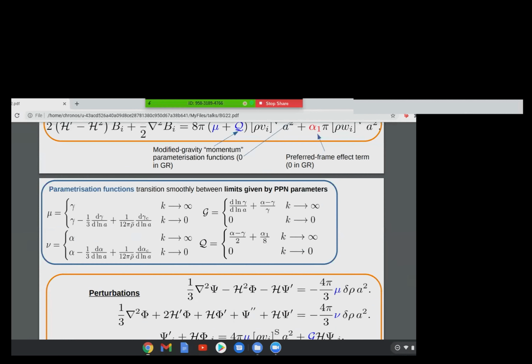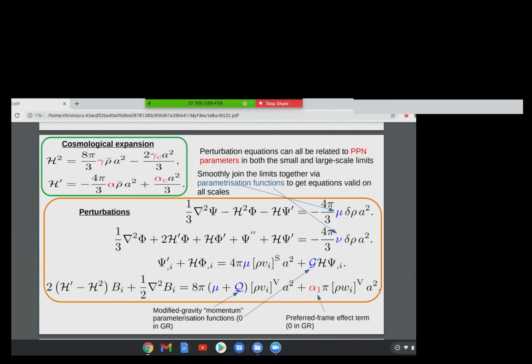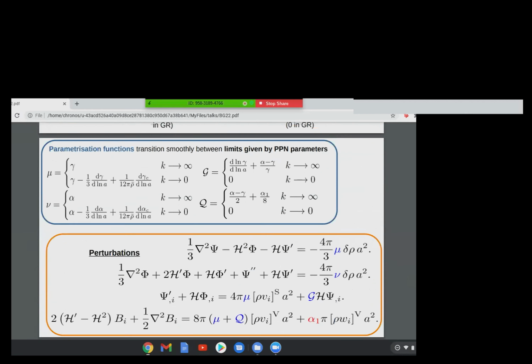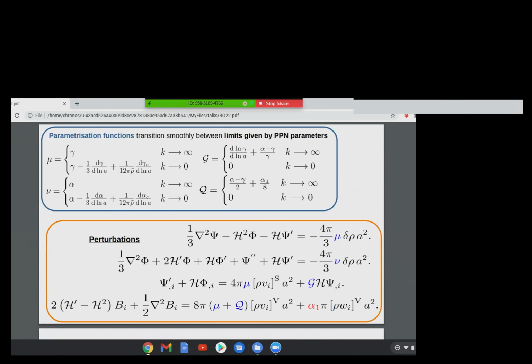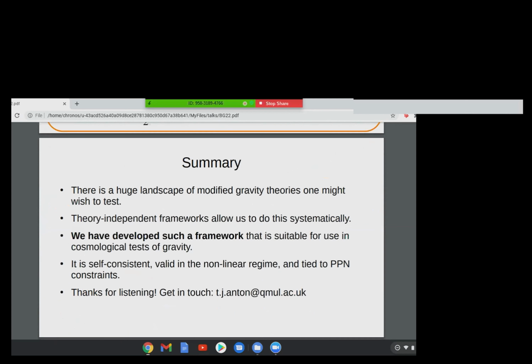So the point is we now have a framework that has equations valid on a very, very large range of length scales, and where across those different regimes, we can smoothly describe them using our observation accessible parameters.